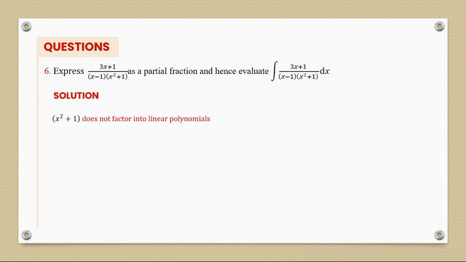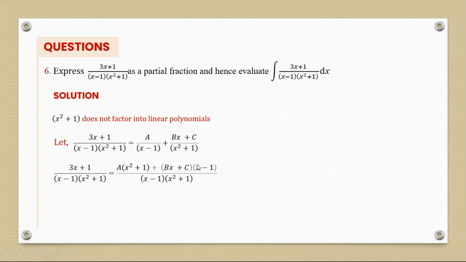So now we can already see that x squared plus 1 does not factor into linear polynomials. So therefore we're going to let 3x plus 1 over x minus 1 times x squared plus 1 be equal to a over x minus 1, because this is linear, we just put it that way. But then because this is irreducible, we have bx plus c over x squared plus 1.